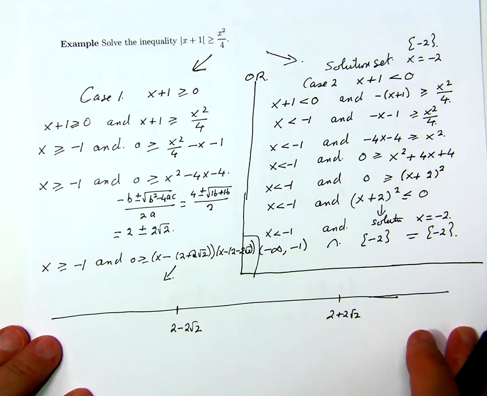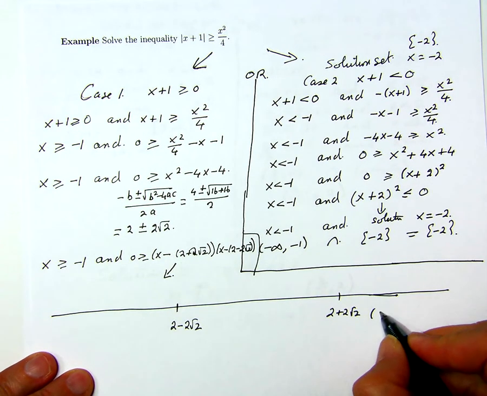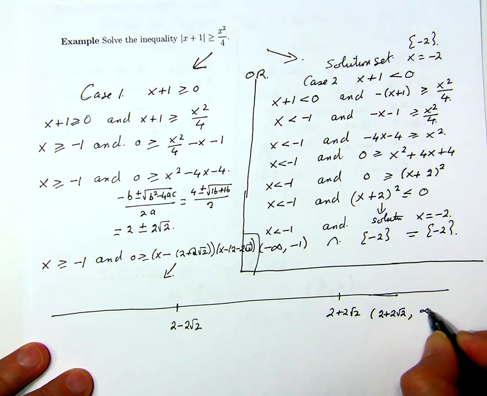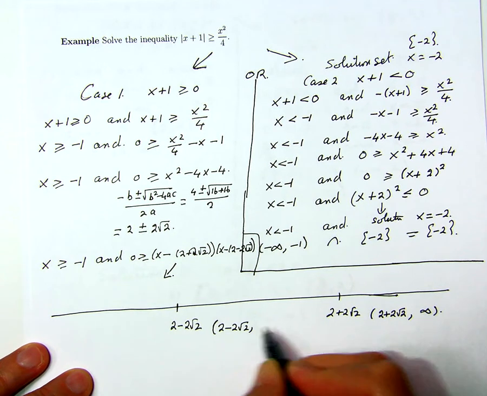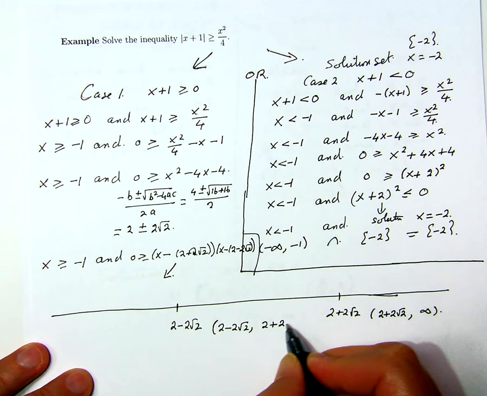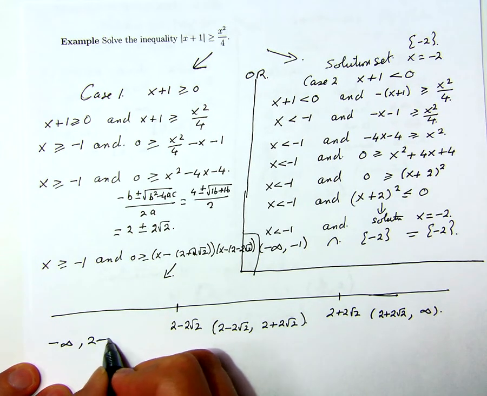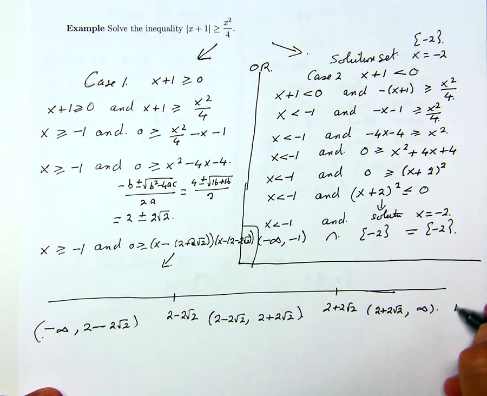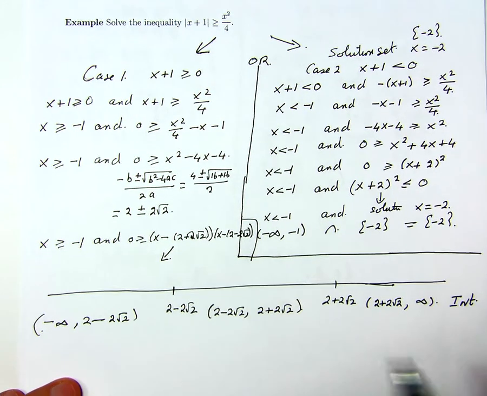And then this splits my number line into 3 subintervals. From 2 plus 2 times the square root of 2 to infinity, 2 minus 2 times the square root of 2 to 2 plus 2 times the square root of 2, and from minus infinity to 2 minus 2 times the square root of 2. Those are my intervals, and I need to check the sign of this product on each of those intervals.